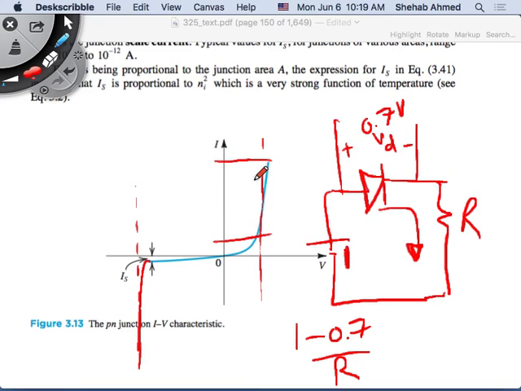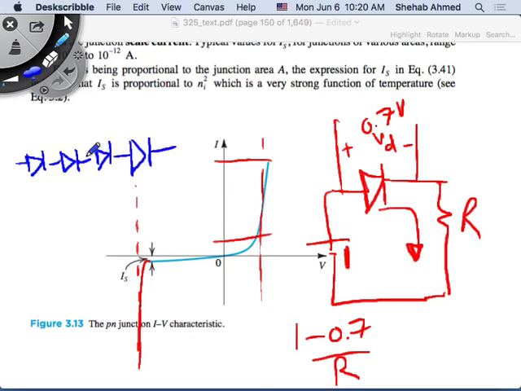This gives me voltage regulation properties that are interesting. If I want to actually create a 0.7 volt power supply, how would you create it? This is a nice way to create a 0.7 volt power supply. That's very specific, but not very specific, because I can put multiples of those.